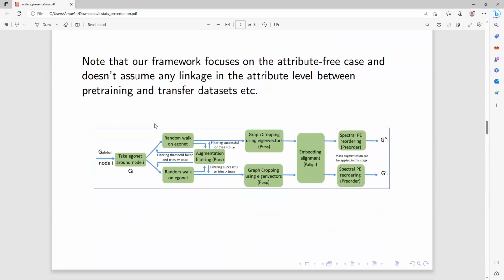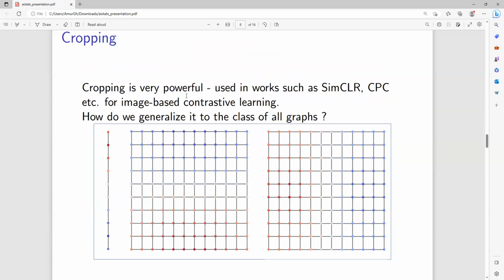And our flowchart is something as follows. You can see we still have the random walk here, and we have augmentation filtering. I'm going to talk about the next: graph cropping, alignment, and reordering. I see there's a typo here. Anyway, the figure is as per the paper, sadly. So reordering, alignment, cropping, filtering. And what are these? Let's talk about that.